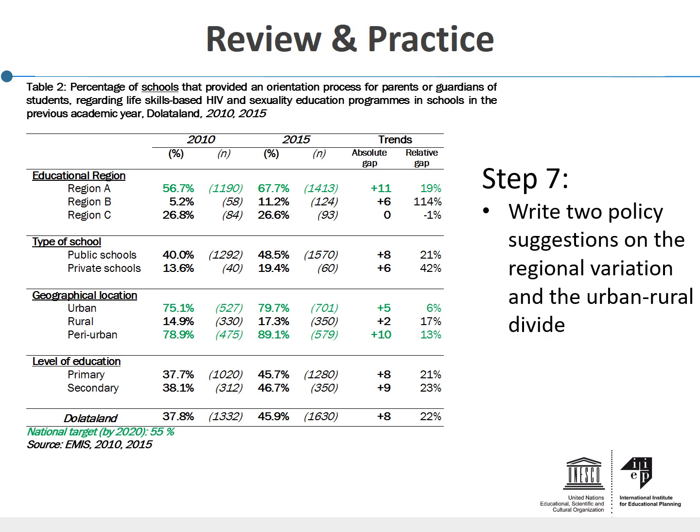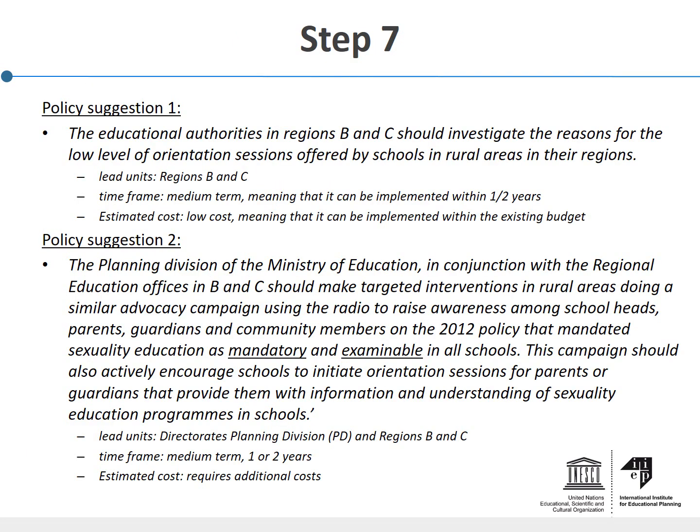Put the video on pause and write 2 policy suggestions on the regional variation and the urban-rural divide in the orientation sessions offered to parents and guardians on life skills-based and sexuality education in Daughterland. Once finished, you can continue to watch the video. You can now check the results in the next slide. Based on the hypothetical data on indicator 4, the narrative paragraphs for policy suggestions could read as follows.